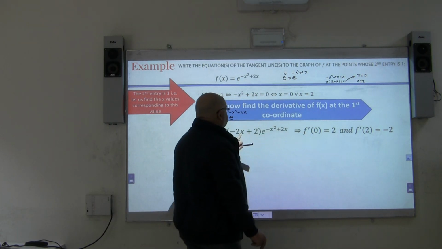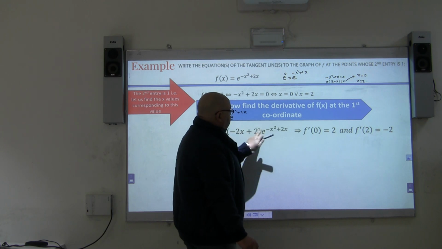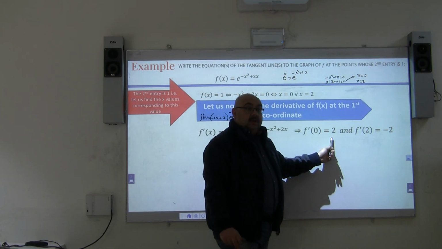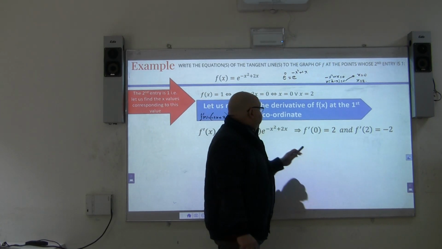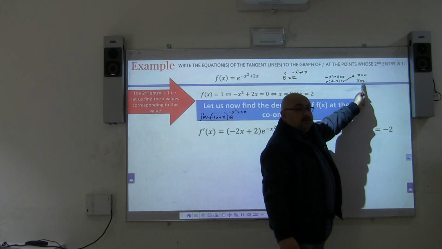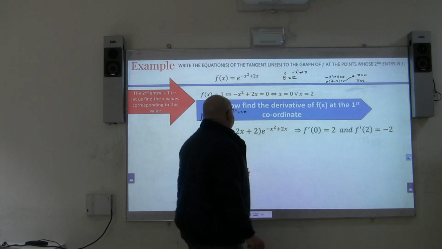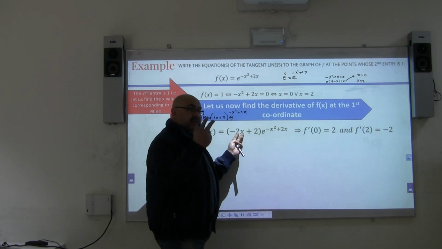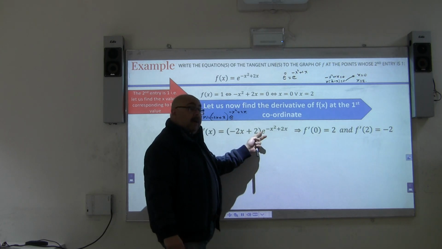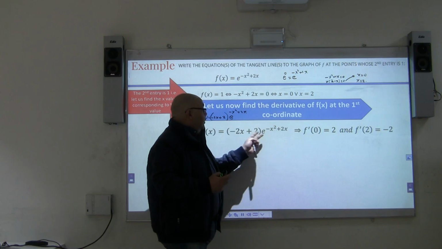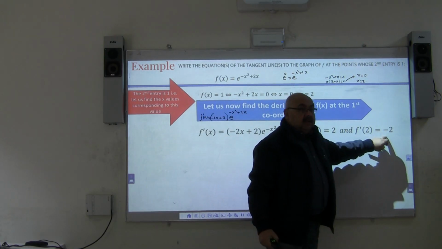So substitute by 0. This guy is going to be 0. And the power is going to be 0. So e to the power of 0 is equal to 1. 1 times 2 is equal to 2. Okay. Then I will find the value of the first derivative at x equal to 2. Once more, start substituting. So it's negative 4 plus 2, which is negative 2. And for the power, it's going to be e to the power of 0, which is 1. So it's 1 times negative 2, so the result is negative 2.